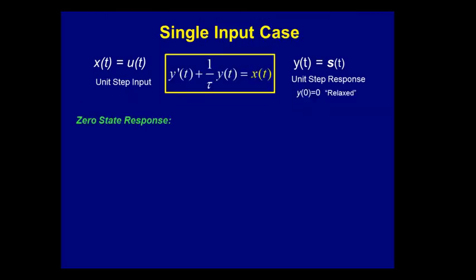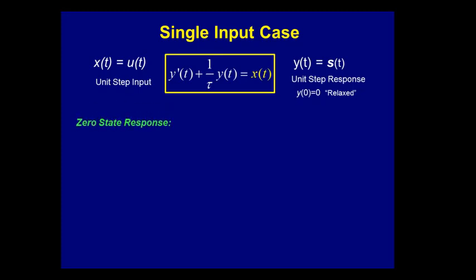Okay, zero state response. First we need a, oh, wait, this is a general differential equation. Even though I'm just dividing the input by tau, I have to treat that like a general case, which means I have to solve the single input case first and then generalize it. So let's do that. There's the single input case. We just have x of t on the one side.